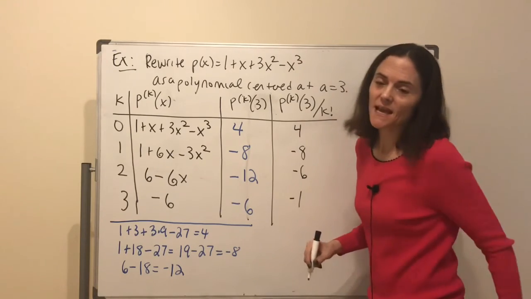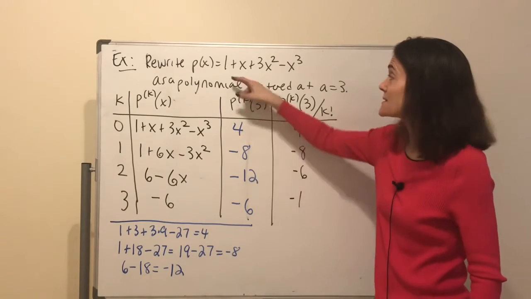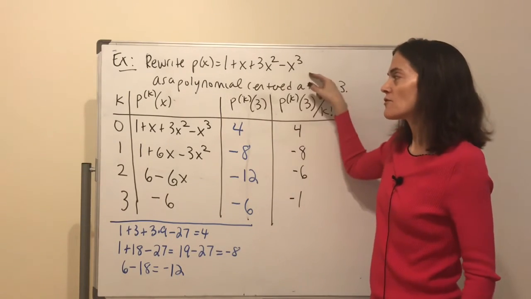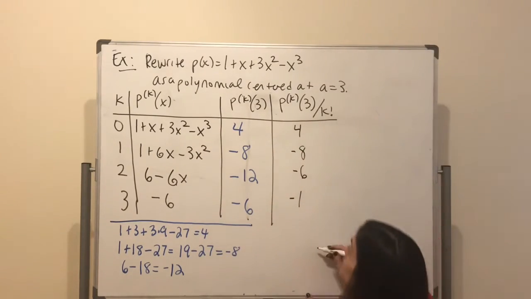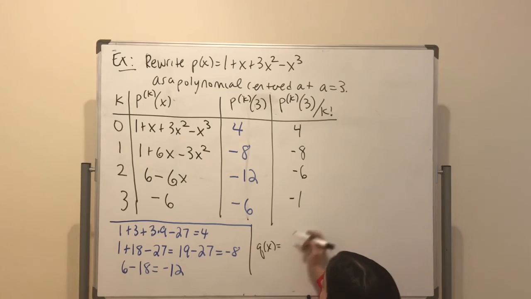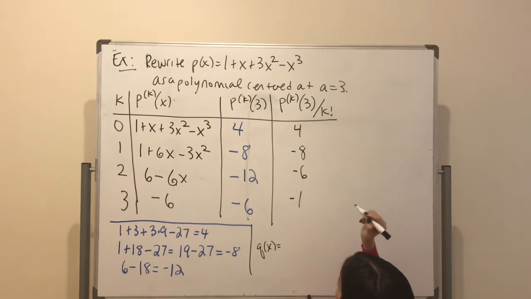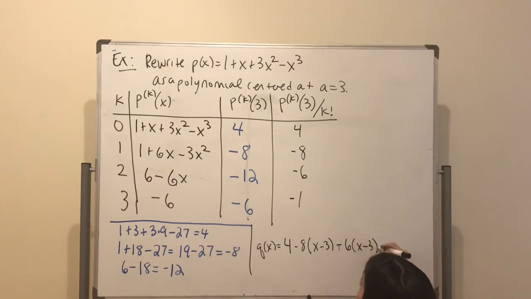And even when we get to the next video, the only thing that will change when we start talking about Taylor and Maclaurin polynomials is that instead of having a polynomial here, we'll have a more general function. But I'll still make these charts, okay? So here we go. My q of x, where I just rewrite this polynomial to be centered at 3, is going to be 4 minus 8 times (x minus the center), minus 6 times (x minus the center) squared, minus 1 times (x minus the center) cubed.